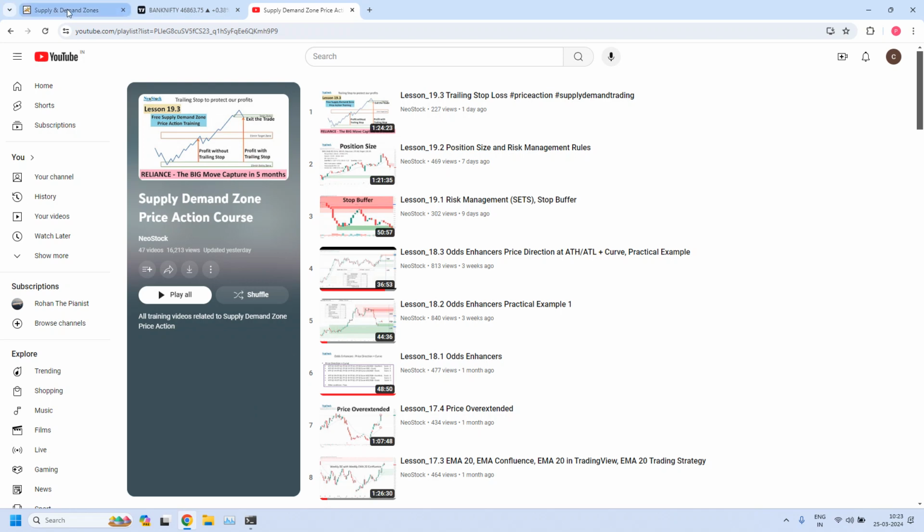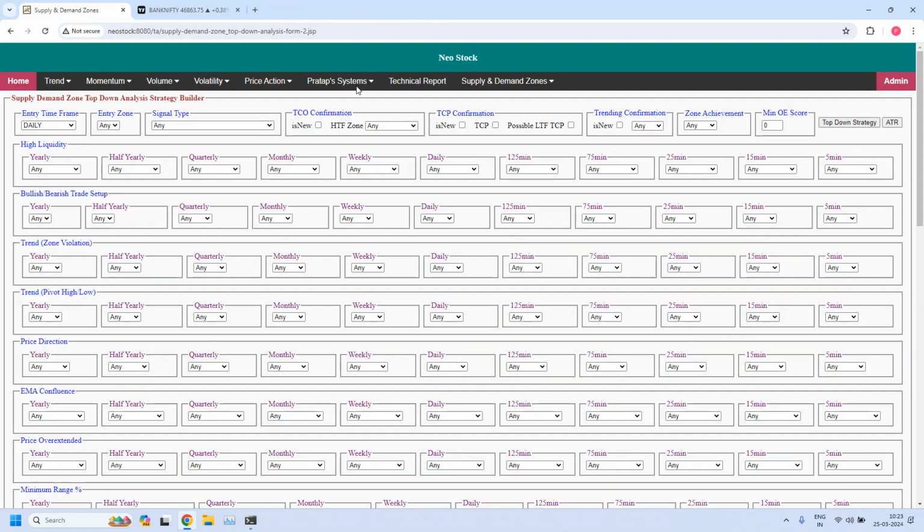Now let's get into the report generation. For DIT income trade, higher time frame is daily time frame. Intermediate time frame is 75 minutes and a lower time frame, that is entry time frame, is 15 minutes. So let us select the entry time frame as 15 minutes, and the entry zone is a demand zone for bullish trade setup. In the bullish or bearish trade setup parameter for 15 minutes time frame I am selecting the value bullish.